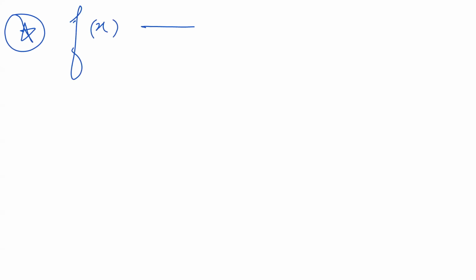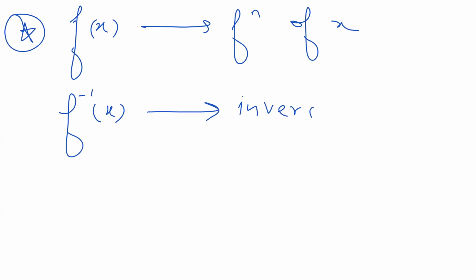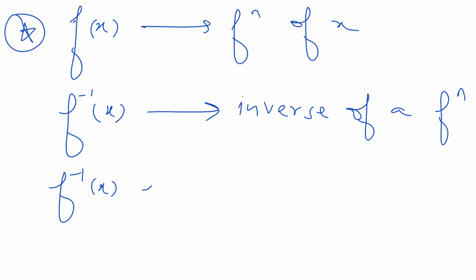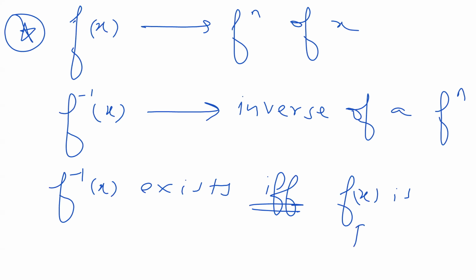See, f of x is a function of x. This is called the inverse of a function. So f inverse of x exists if and only if f of x is bijective. So just make this note: f inverse of x exists if and only if f of x is bijective.